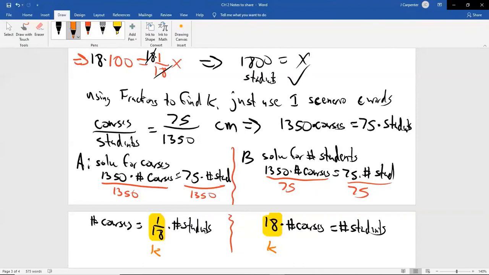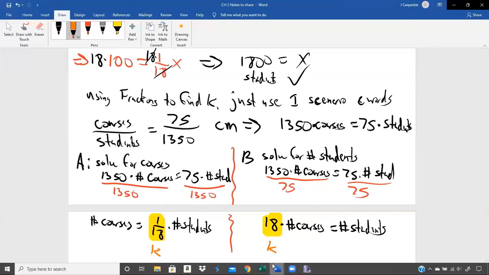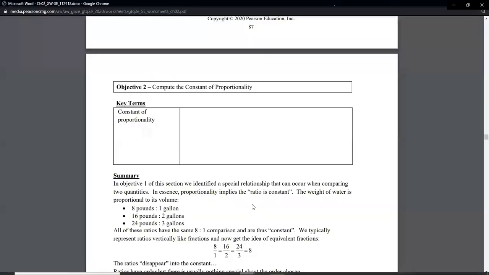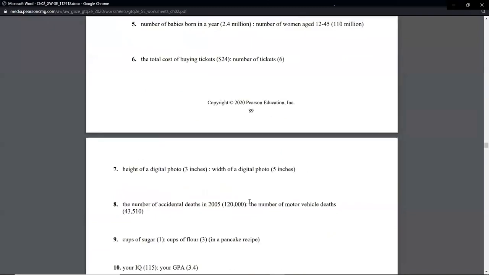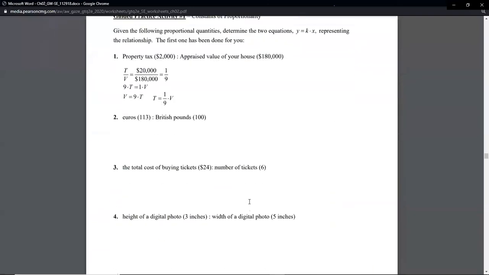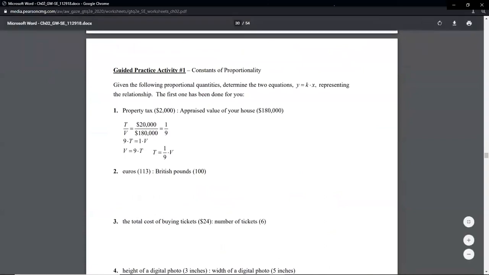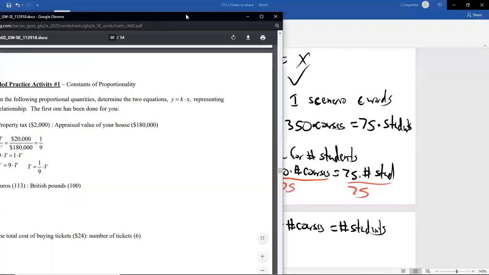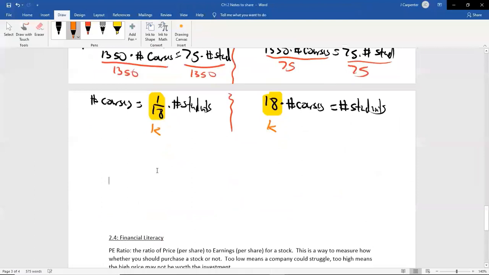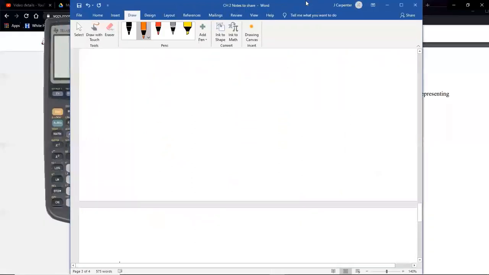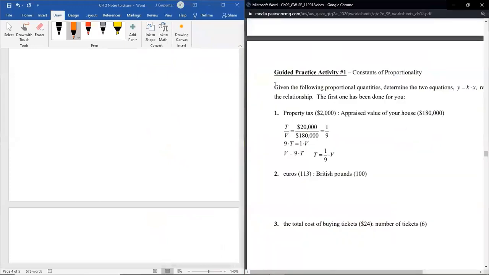How are we on time? 15 minutes. I think we can do this. Page 92. All right, do this. Here we go. Is that going to be enough space?